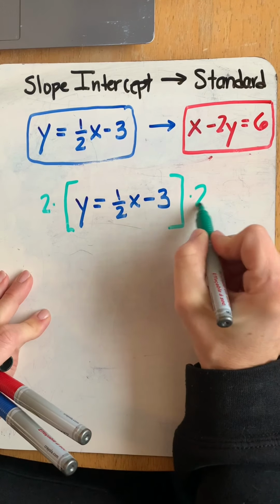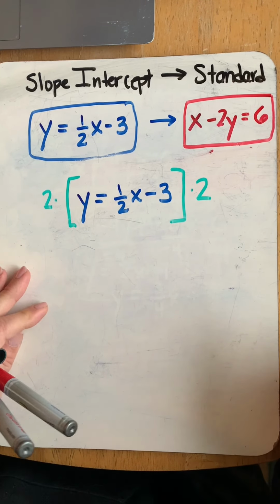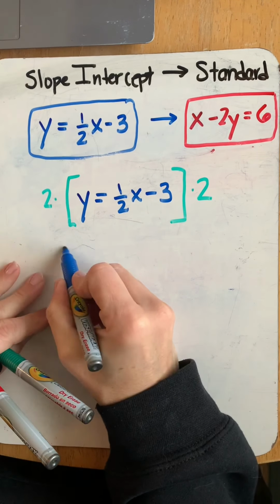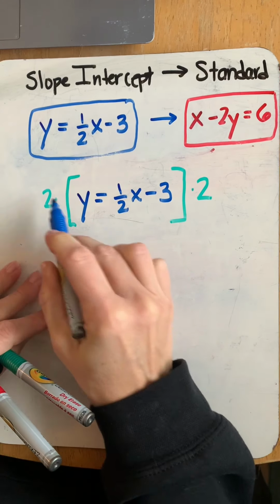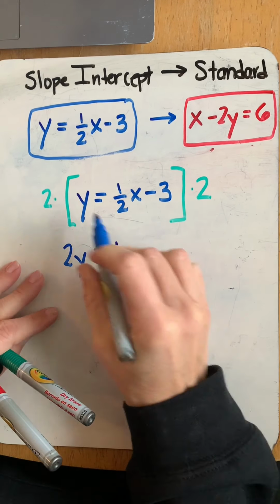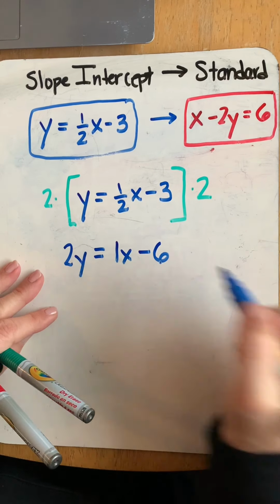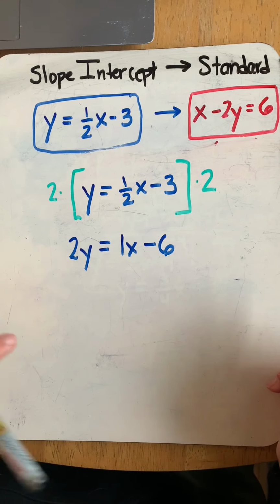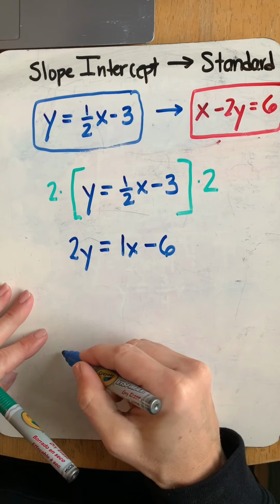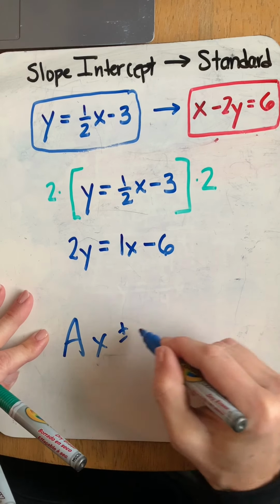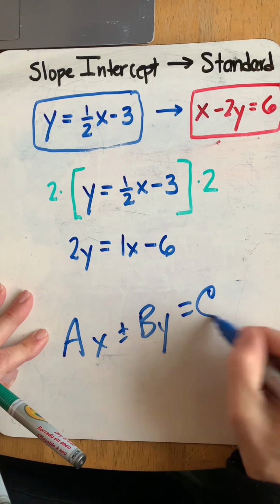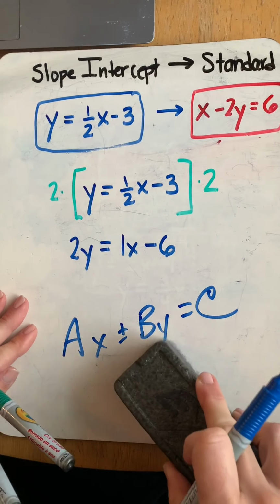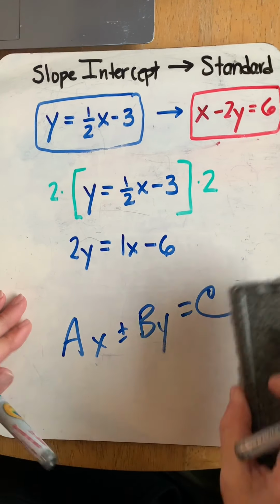Hopefully that seems familiar to you because we did it so much before. So I'm going to do what we call clearing the fraction. So multiply everything by 2. So 2 times y is 2y equals 2 times a half is 1x, 2 times -3, -6. So now no fractions, perfect. Now all I have left is rearranging. So remember, standard form always goes like a number times x plus or minus a number times y equals some other number. That's like general standard form. So I need to get the x term first, the y term second, equals, and then the numeric term by itself.